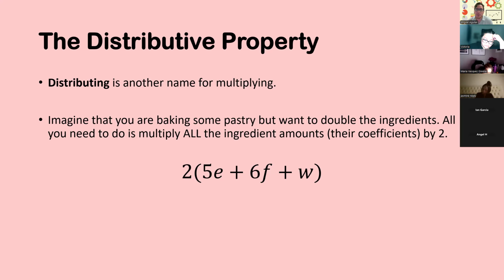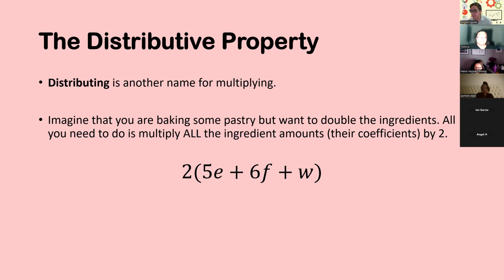But imagine that you're baking a pastry and you get the recipe. It calls for 5 eggs, 6 cups of flour, and maybe a cup of water. It's the most disgusting pastry you've ever heard of. If those are the only ingredients, I'm sure it doesn't taste good. But you want to double this recipe. Well, you guys know intuitively that doubling means multiply everything by 2, right?